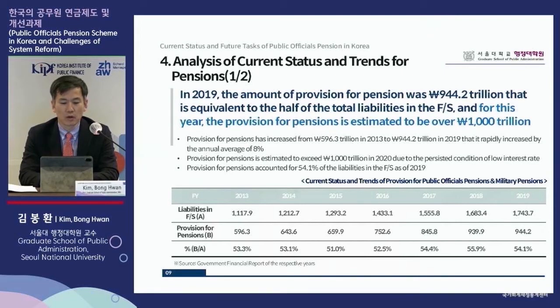And this provision, our pension liability, has increased from 596 trillion Korean won in 2013 to 944 trillion Korean won in 2019, which is an annual average increase of 8%. This is mainly due to the underlying assumption and the recognition method change. I mean, there was some change based on the service year change, but the majority is coming from this assumption change, which creates huge volatility of the pension obligation and another issue in the Korean pension recognition program.